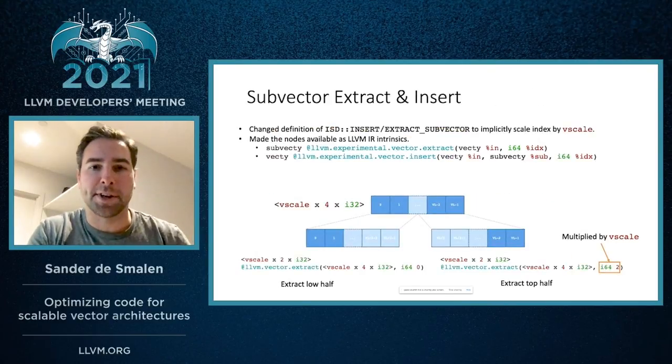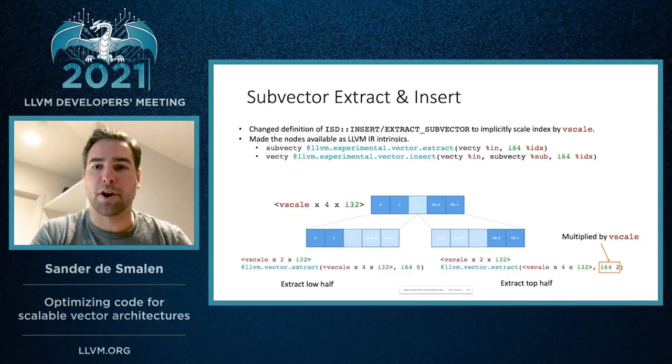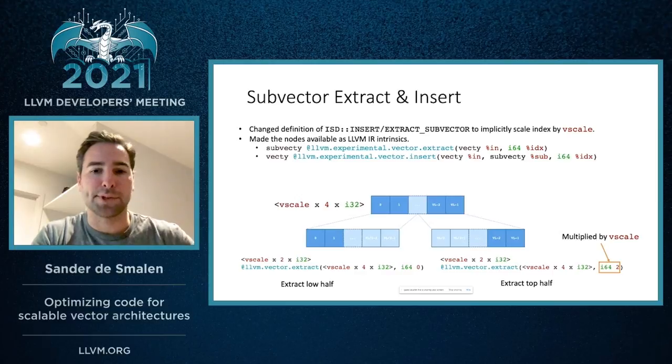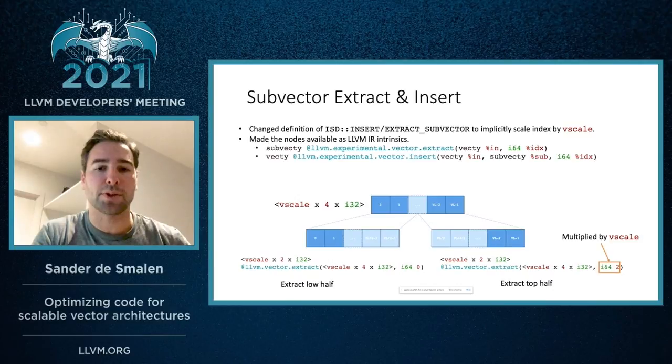On to subvector extract and insert. So insert and extract subvector are the Swiss Army knife of SelectionDAG for scalable vectors. In order to split scalable vectors into parts, we've had to modify the definition of the ISD nodes to implicitly scale the index by vscale if the subvector is scalable. We've also made these nodes available directly as LLVM IR intrinsics. The example below shows extracting the low and high half of a scalable vector. Note the offset 2, which is multiplied by vscale. So for a vscale of 1, it would extract a vector with 2 elements from a vector of 4 elements at offset 2. For a vscale of 2, it would extract a vector of 4 elements from a vector of 8 elements at offset 4. So this way, it's able to index into the middle of the vector, even though we don't know the actual length of the vector.